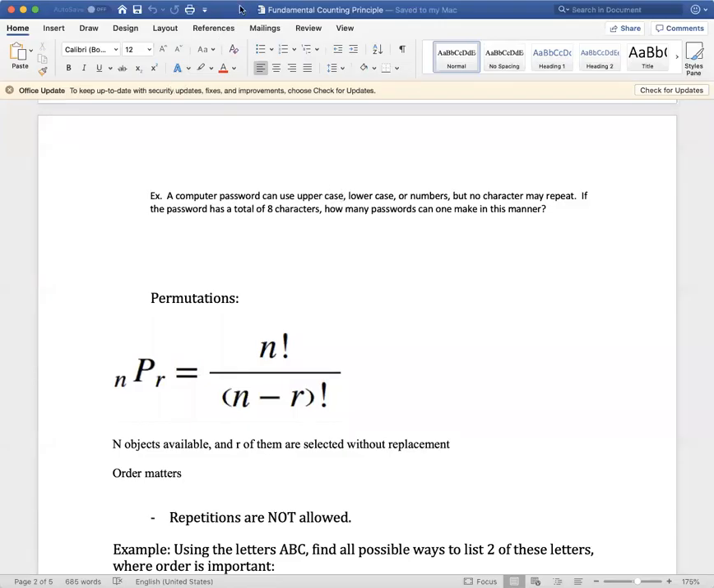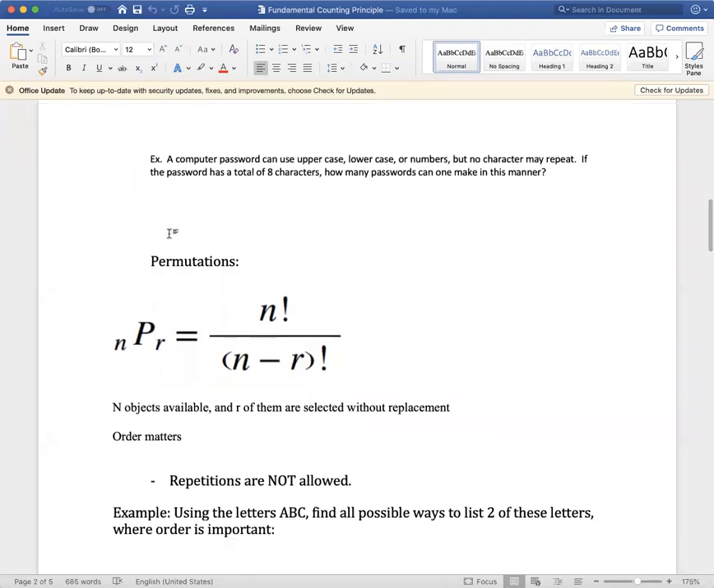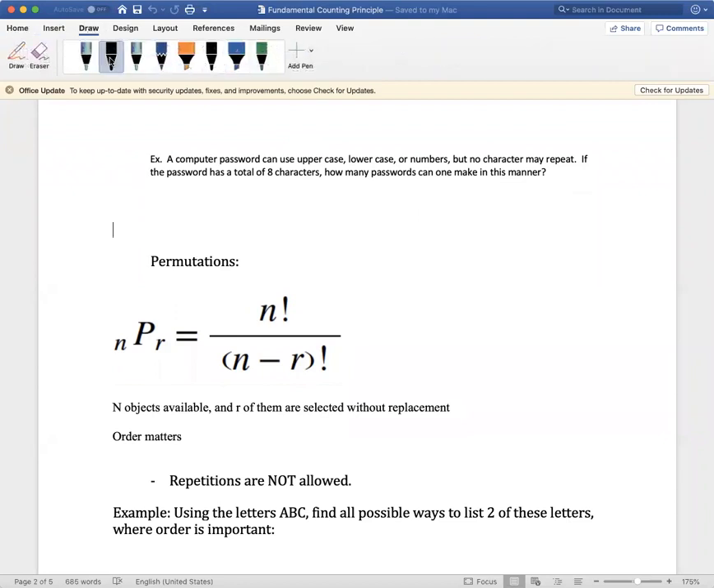Okay, so for the rest of this class's lessons, we're going to look at this idea of permutations and something called combinations. But before we do that, I want to make sure that you're comfortable with this notation that you may or may not have seen before. And the notation looks like this.